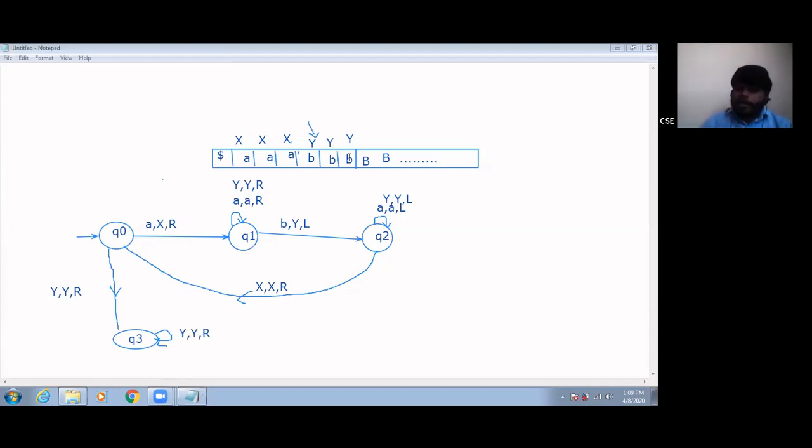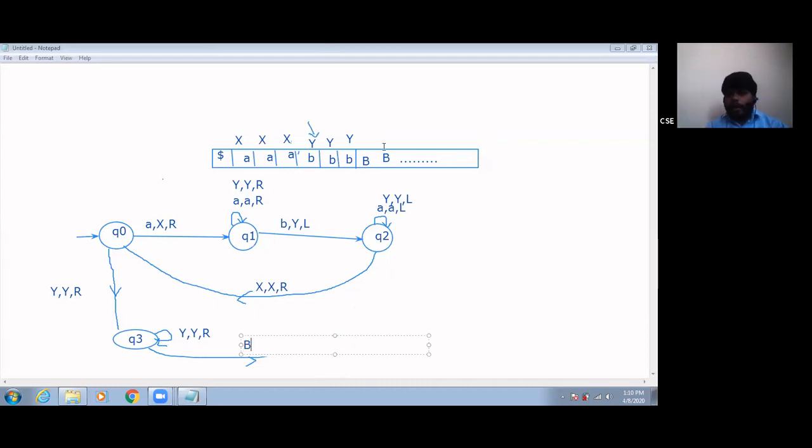After reading this, all y's are completed. What is the next one? Next you encounter is the blank. Whenever you encounter a blank, you need to send it to the final state. So you are at the state Q3, and on Q3 what you encounter? You encounter a blank.